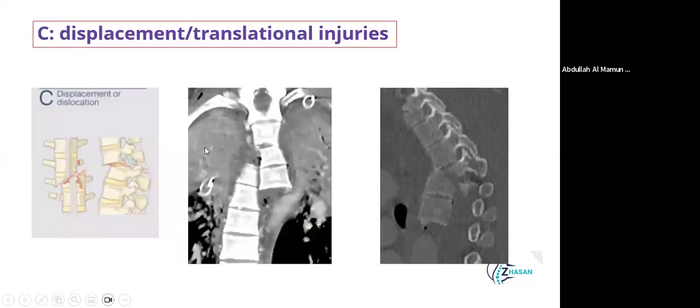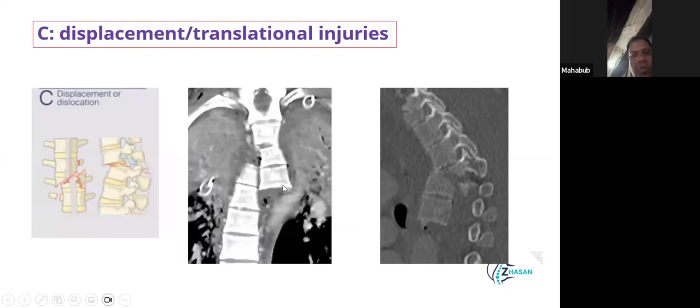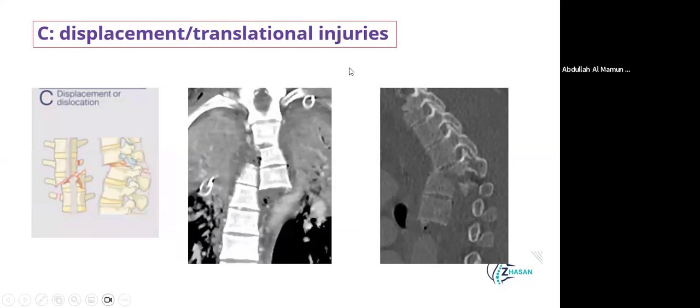Now the last is displacement and translational injury. When all the elements are disrupted, it occurs. It is called C-type injury. You can see the translation along the sagittal plane, rotation, and everything. It usually presents with ASIA grade A. So this is the AO classification system.